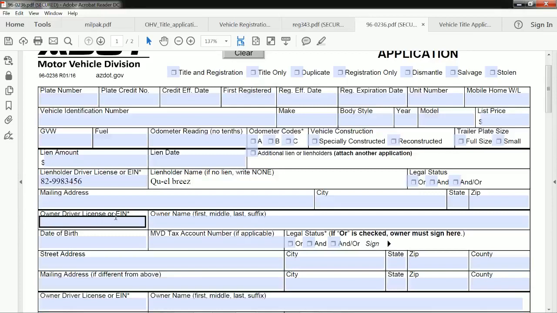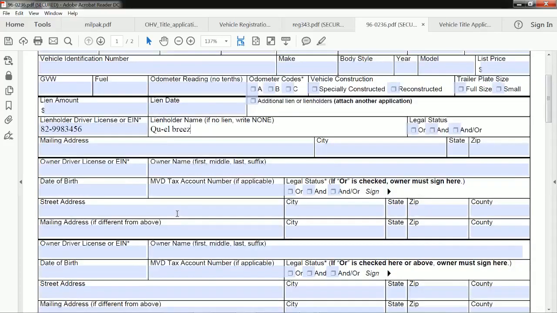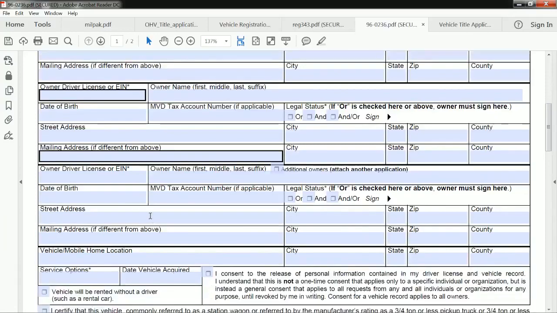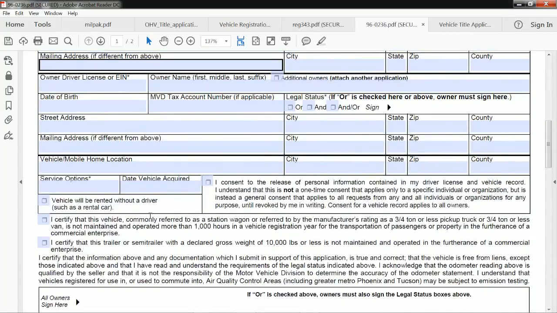Owner, driver's license or EIN, same thing. I'm just letting you see that you have the option of utilizing a social security number, or you have the option of utilizing an EIN number for your trust to register your car properly.